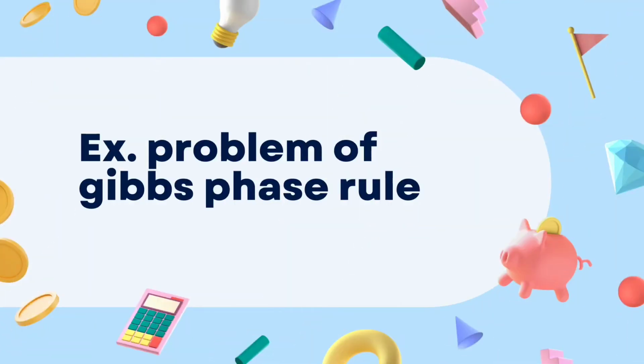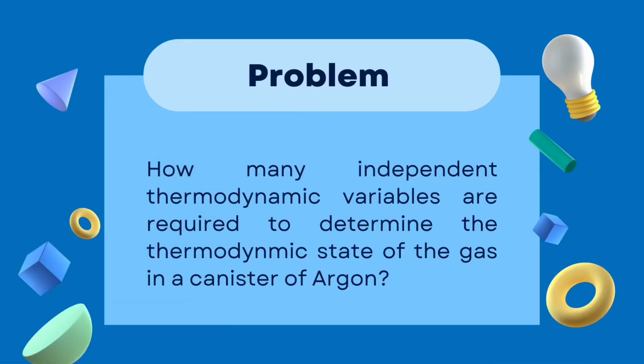Now we're going to talk about an example problem of the Gibbs phase rule. So the problem is, how many independent thermodynamic variables are required to determine the thermodynamic state of the gas in a canister of argon? Okay, before we go to the solution, you can pause this video and find the solution to this problem by yourself if you want to.